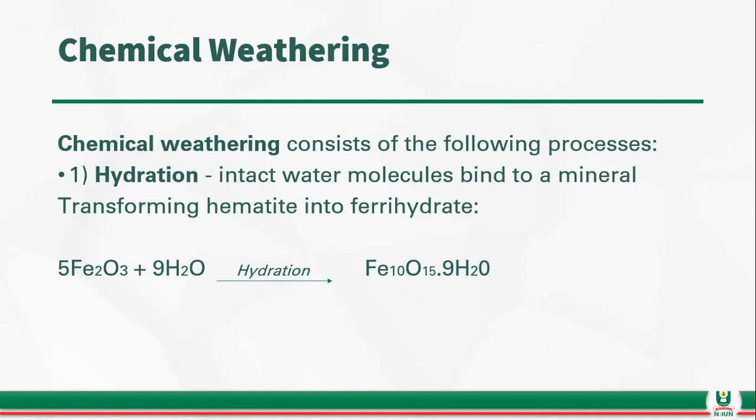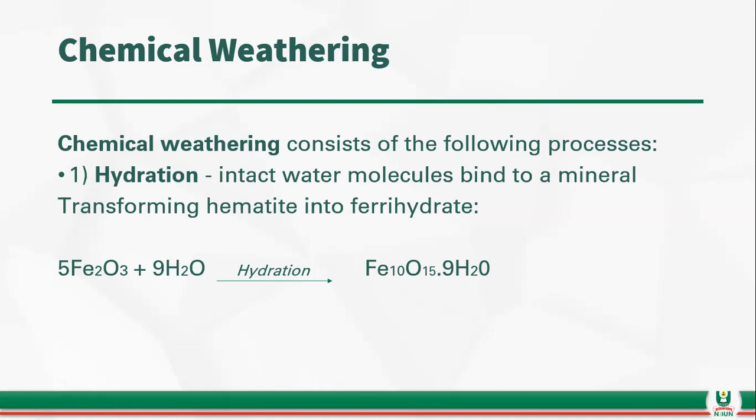Now, when we talk about chemical weathering in this class, chemical weathering consists of the following processes. They include hydration. When we talk about hydration, it has to do with water molecules binding to a mineral, transforming hematite into ferrihydrite. Of course, you can see the chemical formula here. But one thing you should know is that there is an iron oxide mixing with water. So when iron oxide mixes with water, it becomes a process of hydration.